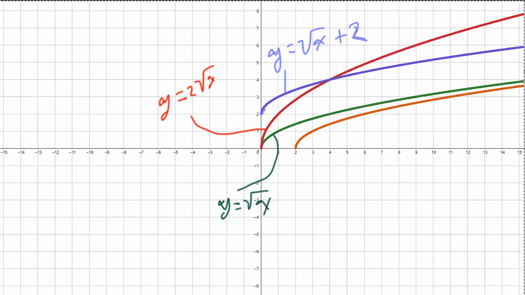Now, finally, this orange one out here is a horizontal translation. By process of elimination, you could have guessed that one. This one happens to be y equals the square root of x minus 2. You follow the difference. Just like with a quadratic, it goes the opposite way of what you'd expect. So if it's minus 2, it goes to the right. If it is plus, then it goes to the left. This makes a lot of sense.